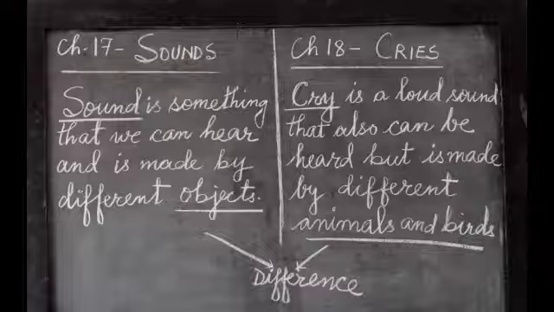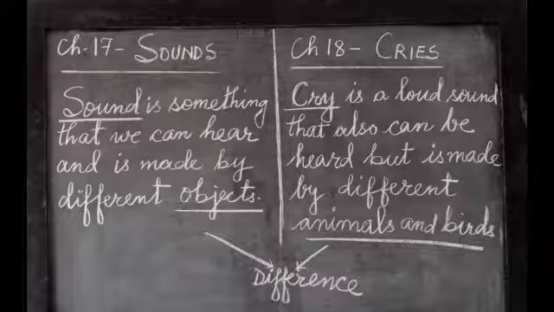Okay. Now please look at the first column with the heading Sounds. So what is sound? We should understand this word first. Sound is something that we can hear and is made by different objects. Correct? Now again I will repeat. Sound is something that we can hear and is made by different objects. Look at what is written on the board.